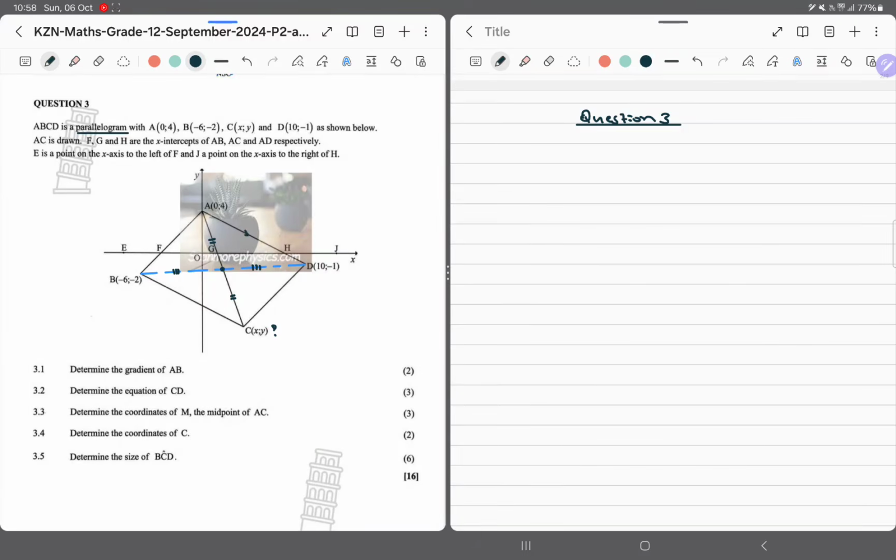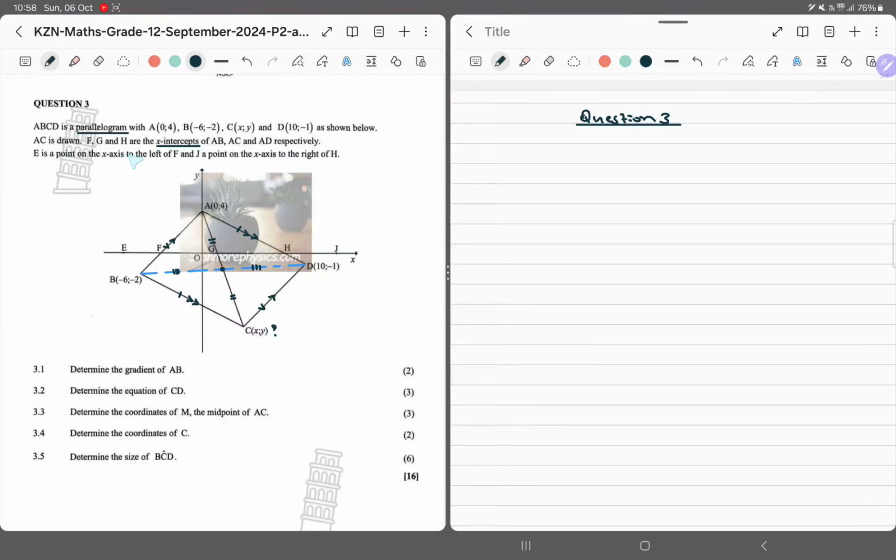And obviously with a parallelogram, the opposite sides are parallel and equal to each other. They are parallel and equal to each other. Okay, that is very important also. Okay, all right. Now let's leave it there. Sometimes you don't want to overly do things so that you don't mess the diagram up. Now we're told F, G, and H are the x-intercepts of AB, AC, and AD respectively, and we can see that.